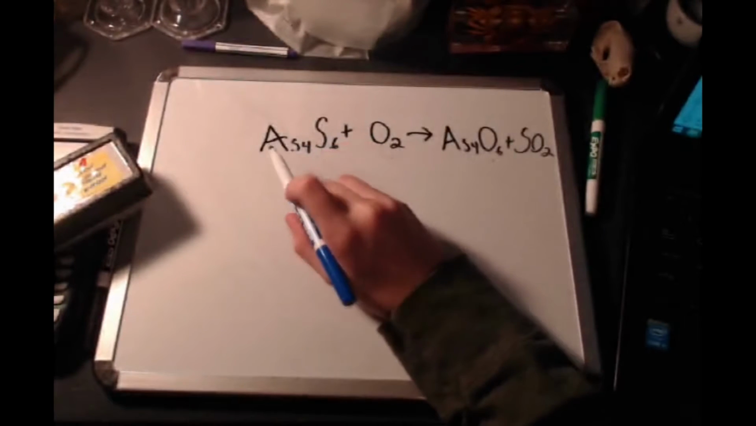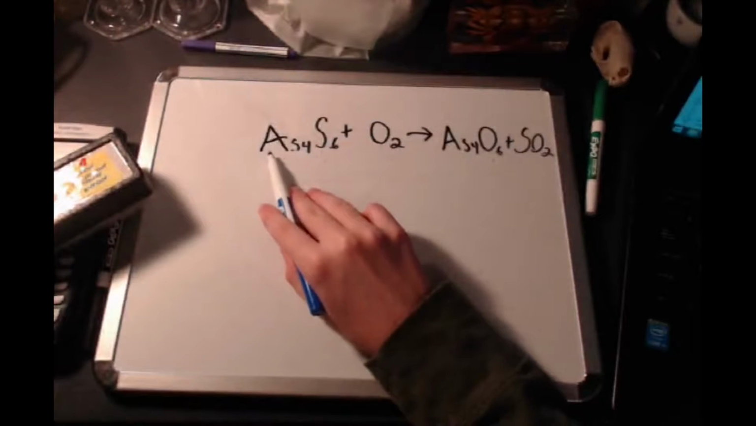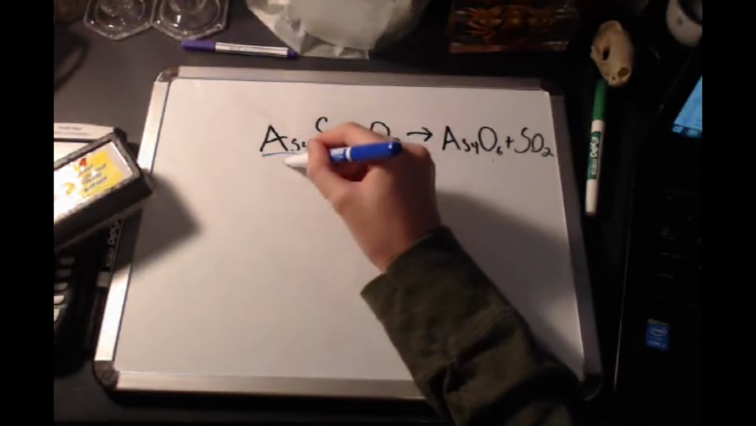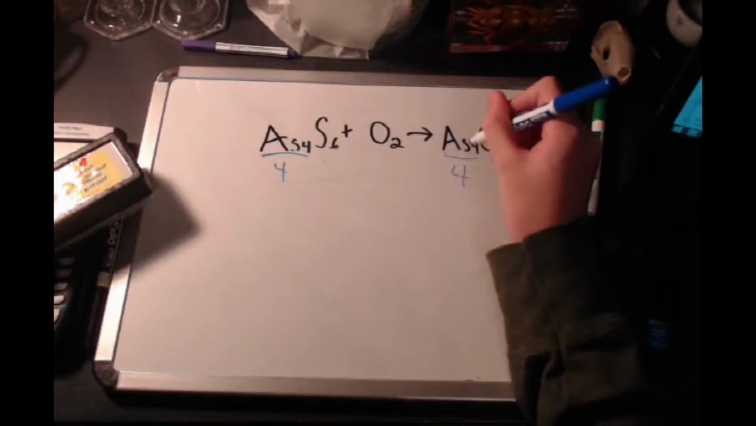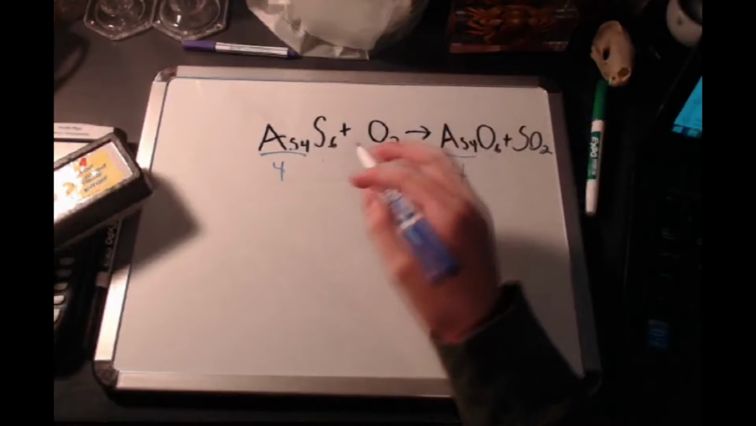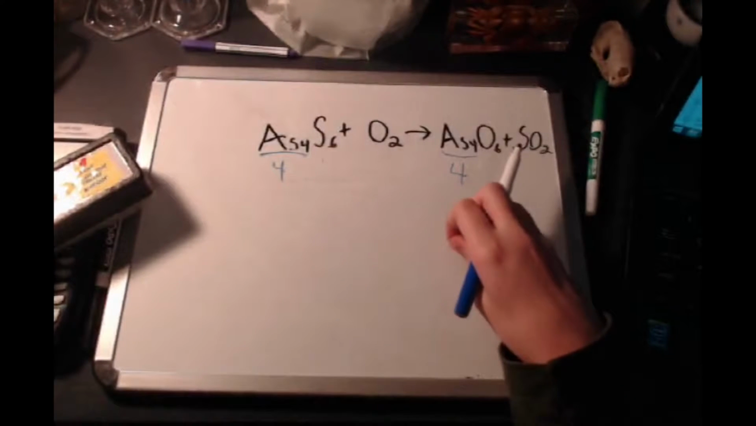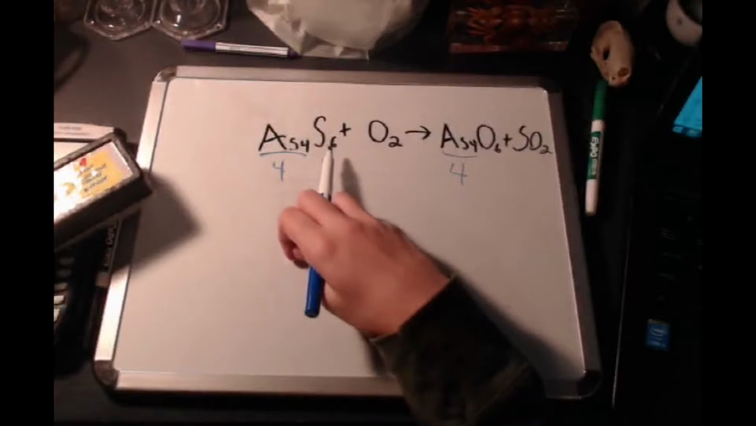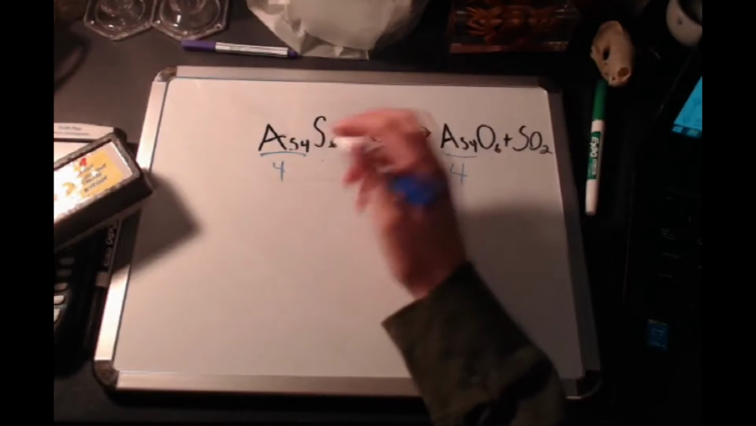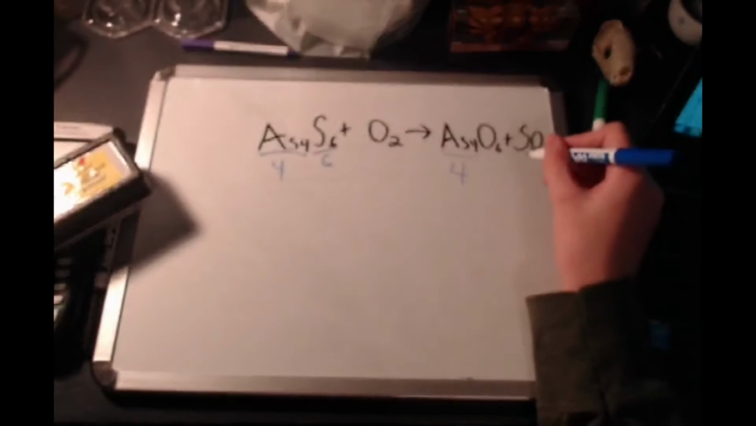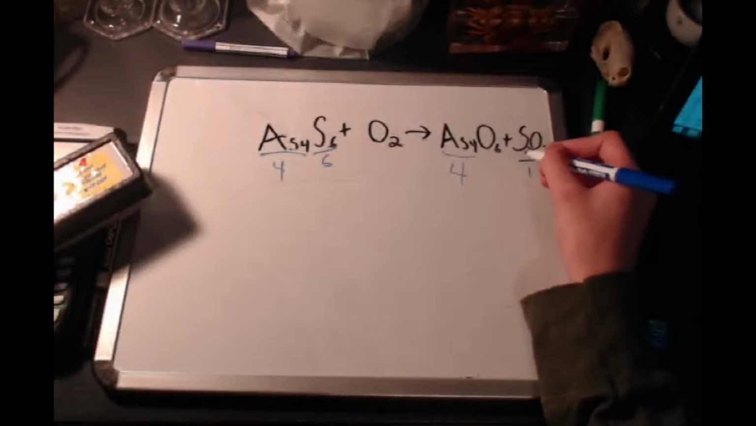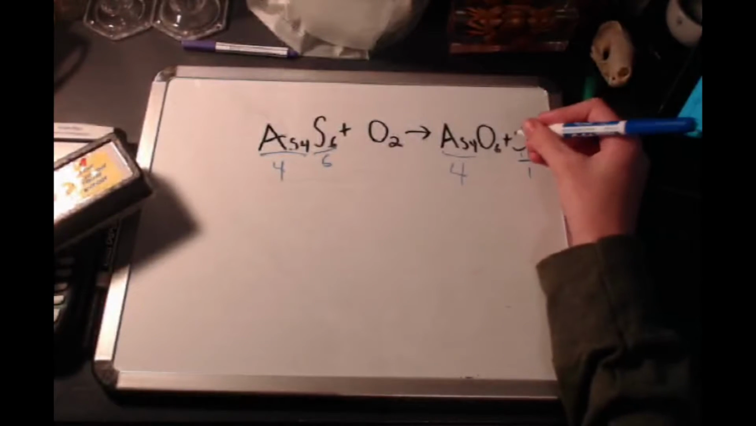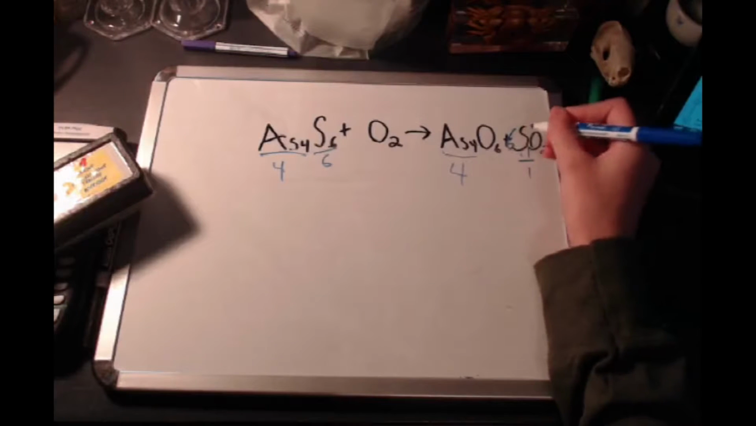So from this you can see that arsenic is already balanced because here we have 4 arsenic atoms, and here we also have 4 arsenic atoms. But we do see that sulfur is not balanced because we have 6 sulfur atoms on this side and only 1 sulfur atom on this side. So what you can do here is just put a 6 right there.